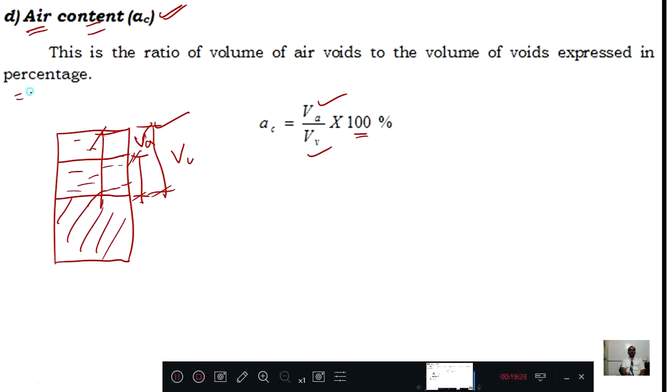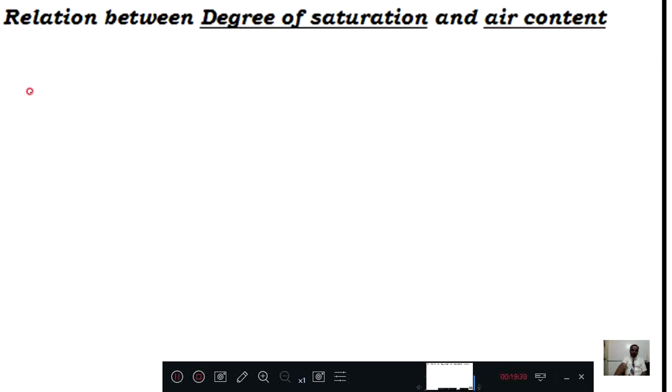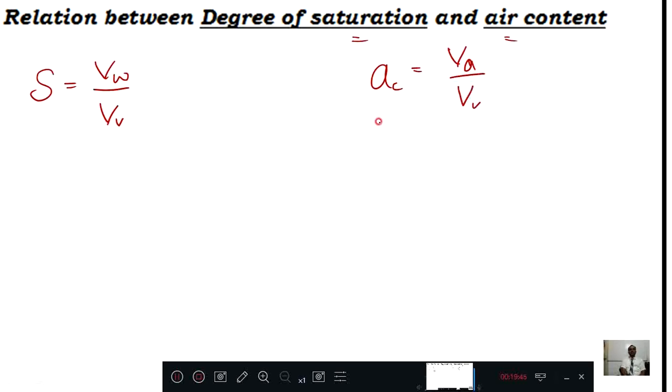Okay, that you can express in terms of percentage. Now, what is the relation between degree of saturation and air content? It is very easy. We defined it as Vw divided by Vv, and AC, air content, we defined it as Va divided by Vv. Now you can see the denominators are same.